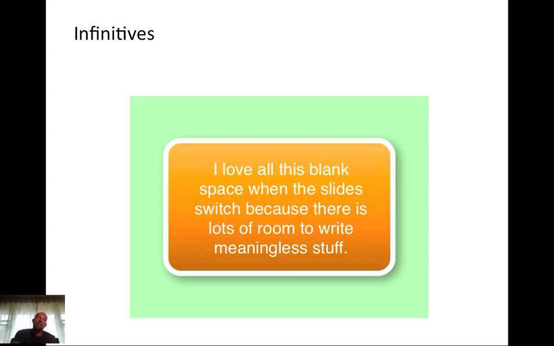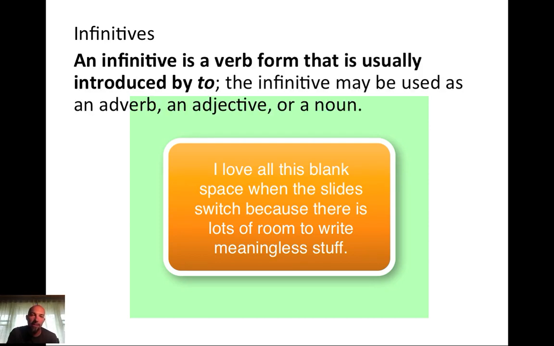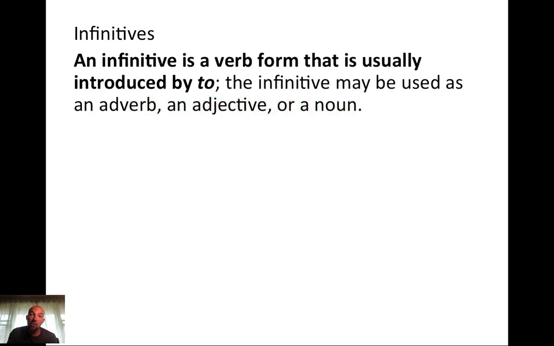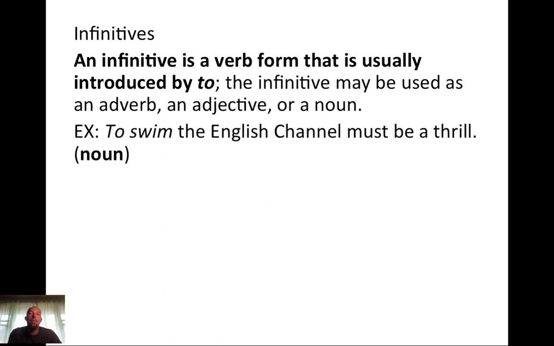After gerunds, we have infinitives. Infinitives work like this. Usually introduced by to, may be used as an adverb, an adjective, or a noun. To swim the English Channel must be a thrill. Who or what must be a thrill? To swim. To swim is a noun. It's the subject of this sentence. It looks like a verb, man.